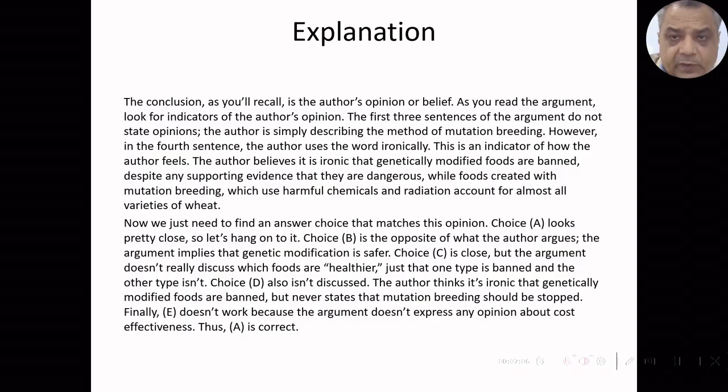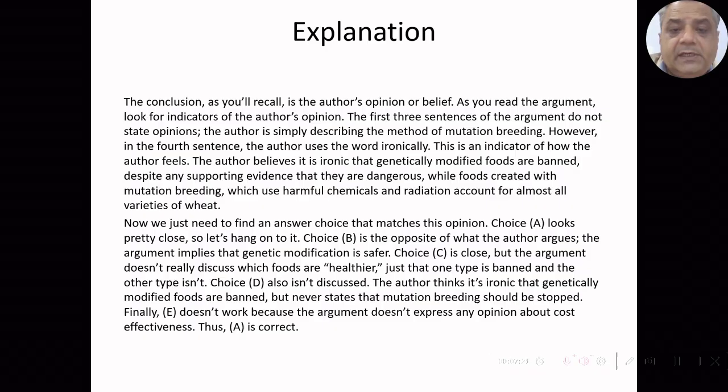Choice B is the opposite of what the author argues. The argument implies that genetic modification is safer. Choice C is close, but the argument doesn't really discuss which foods are healthier, just that one type is banned and the other type isn't.